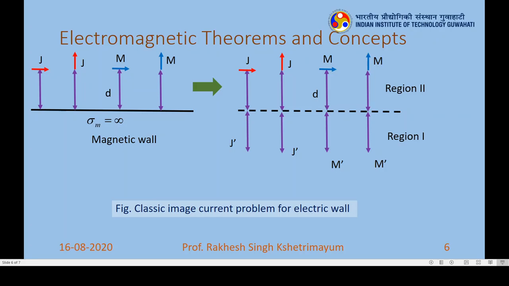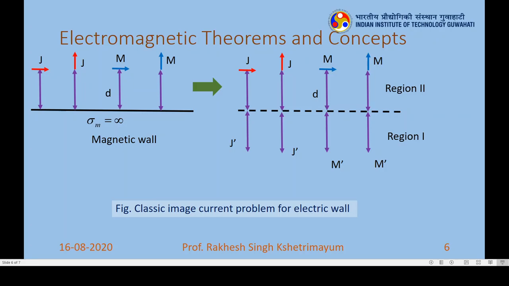This was the place where your magnetic wall was there. So now I am interested in finding the fields in region 2. I am not interested in finding fields in region 1. Obviously fields are all 0 here. So now for that, since I have removed the magnetic wall, whatever boundary condition was there at the gas line should still be satisfied by this equivalent problem. So we need to find images for all the 4 cases: horizontal electric current density, vertical electric current density, horizontal magnetic current density, and vertical magnetic current density.